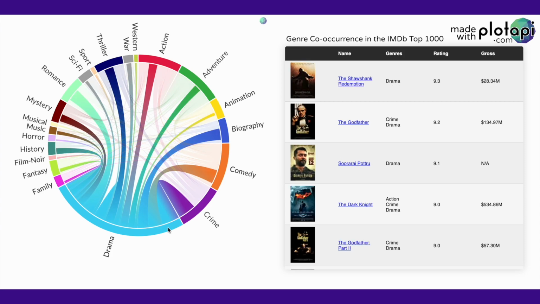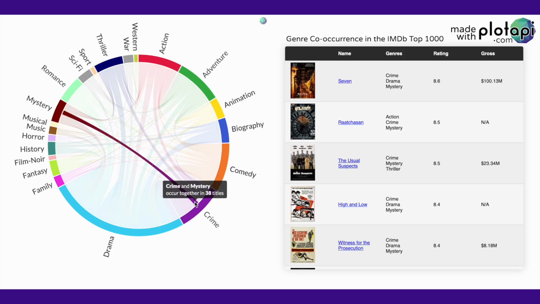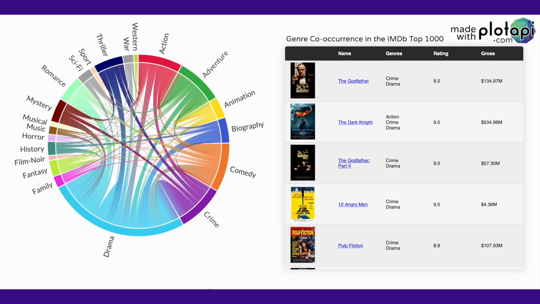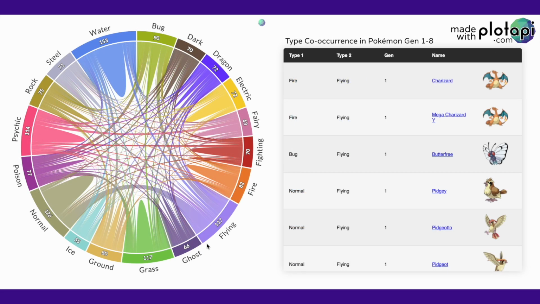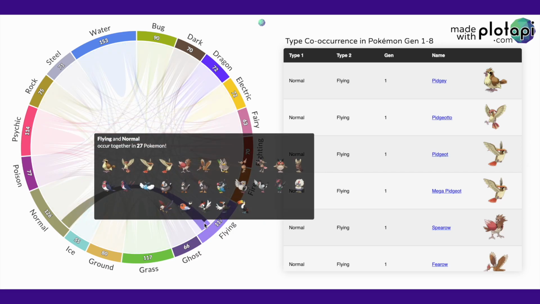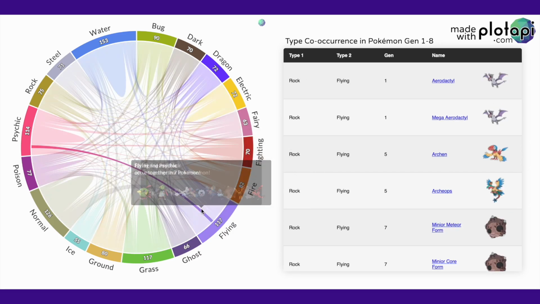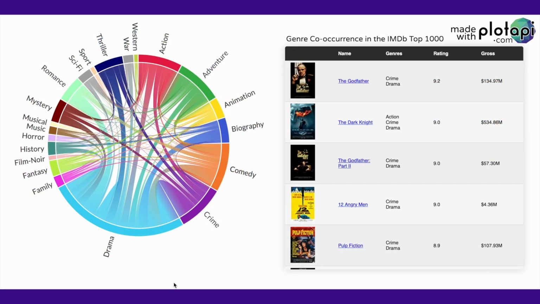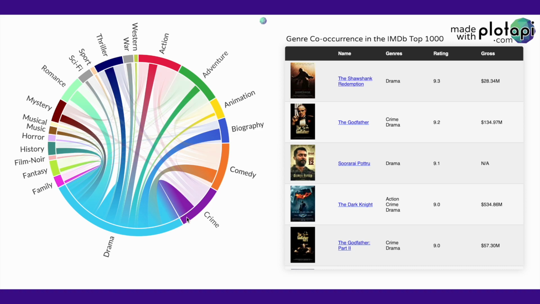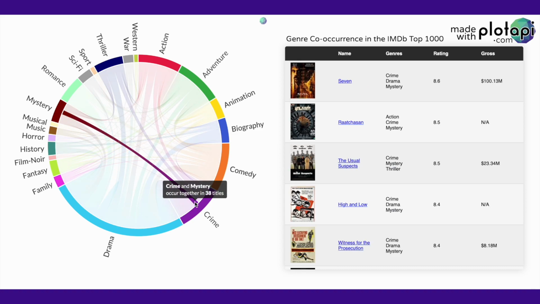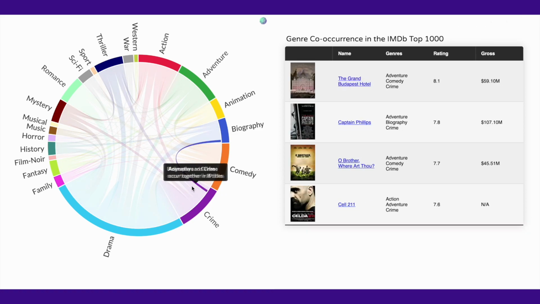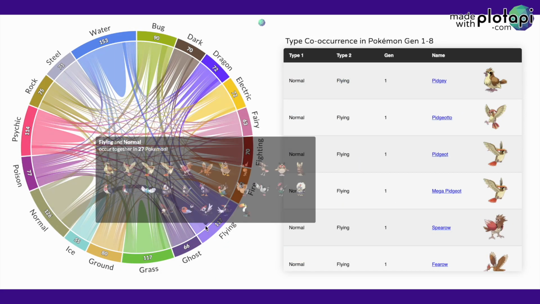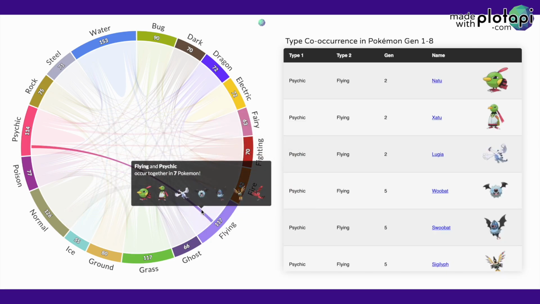Chord diagrams, also known as radial network diagrams, are a form of data visualization that have become quite popular, partly because of how colorful and eye-catching they can be. They are most useful when trying to convey relationships between different entities. For example, when illustrating how often genres appear together in the IMDb Top 1000 movies, or when illustrating how often Pokemon types appear together throughout the entire Pokédex.